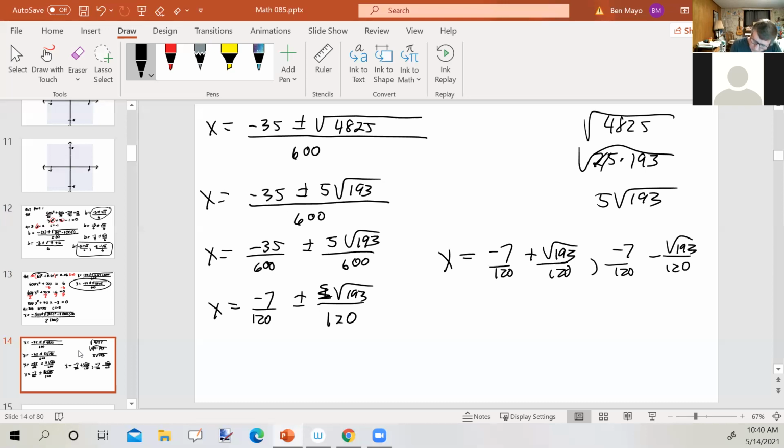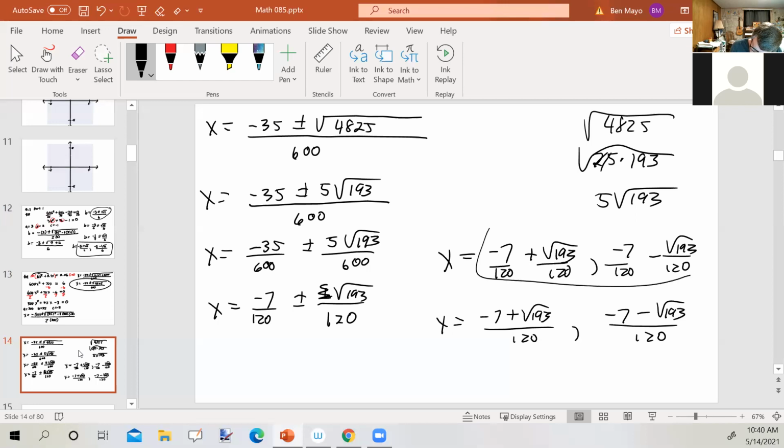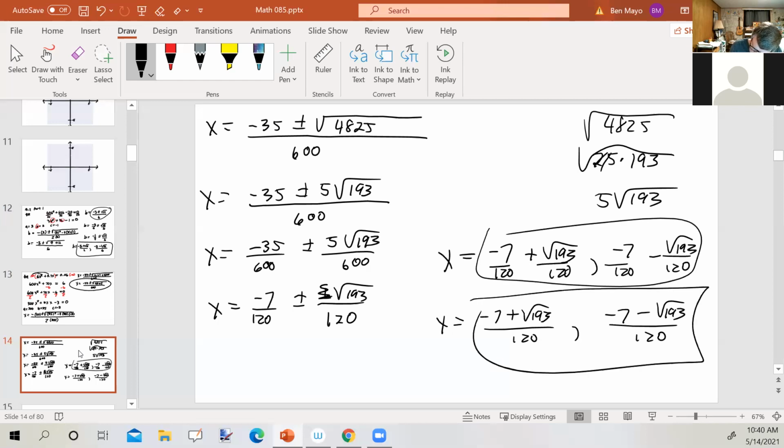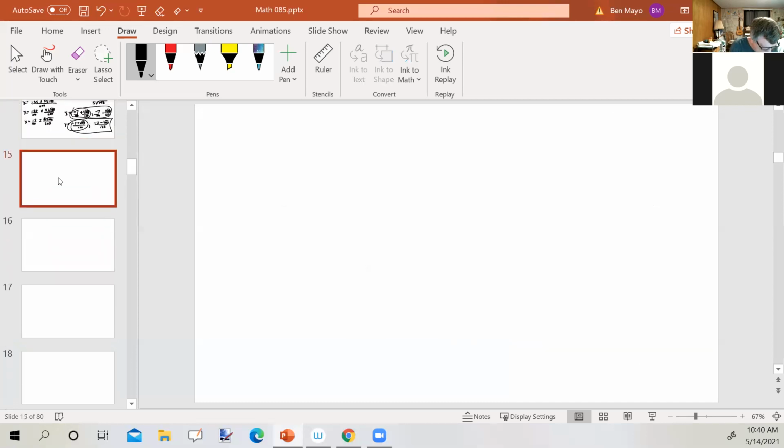Okay. Or I could also have x equals -7 plus the square root of 193 all over 120, leaving it as a single fraction like that. So you could either have it split up, or as a single fraction, either way. Okay, well, that takes care of those. So now we're going to go on and look at some application problems in the second part of section 10.2.